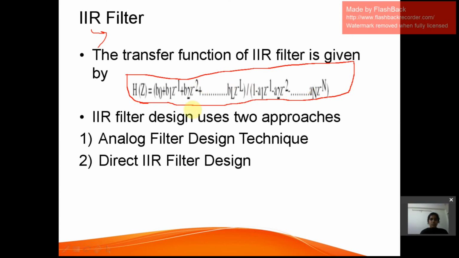In order to design this, there were two approaches mainly: the analog filter design technique and the direct IIR filter design technique. Before going into these two approaches, let us have a discussion of some points from what we discussed in FIR and IIR. Let us compare. In FIR there is no feedback. Coming to the IIR filter, it has a feedback in the system.